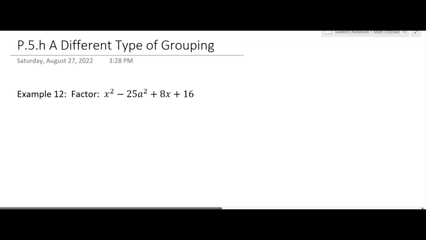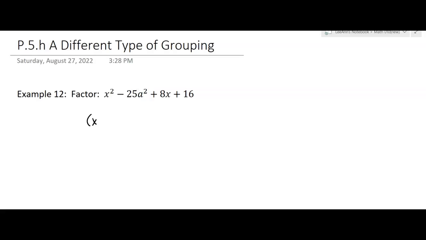Okay, so on this problem, we're going to do grouping. There are 4 terms, but the grouping's a little bit different this time. Normally, we draw the dotted line and pull out the greatest common factors. And you might think, oh, that's going to work for this problem, but it's not going to. So what we have to do is group it a little bit differently.